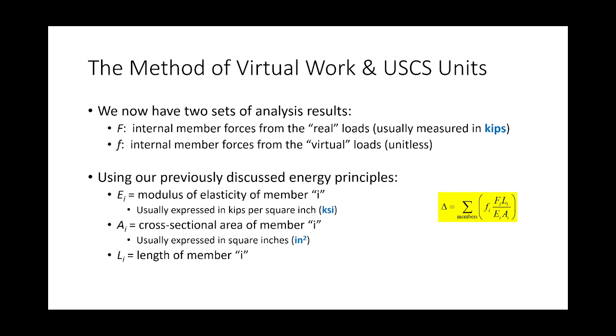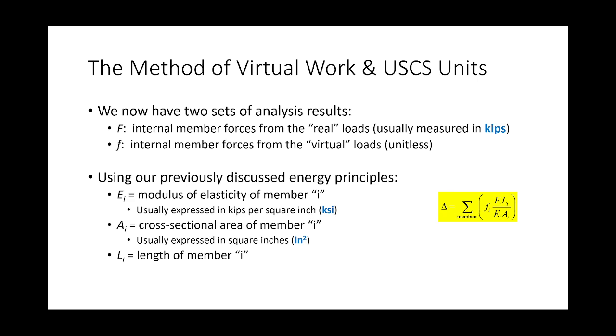So I could have all sorts of different members. I could have this member be wood, this member be steel, this member be aluminum. We typically don't do that in civil engineering, but we could. Each member has a cross-sectional area, so E's in KSI, A is in square inches, and I'm ultimately going to be doing this.